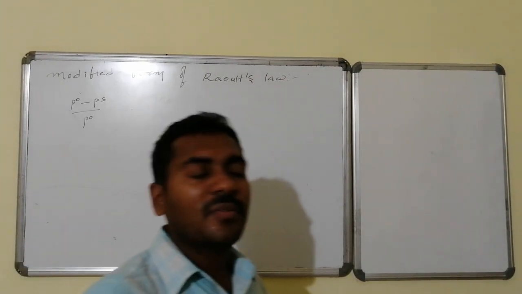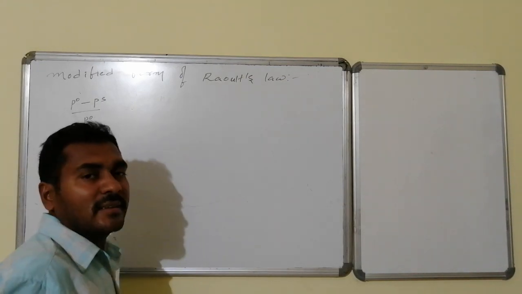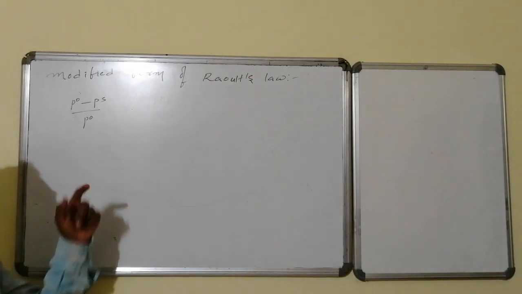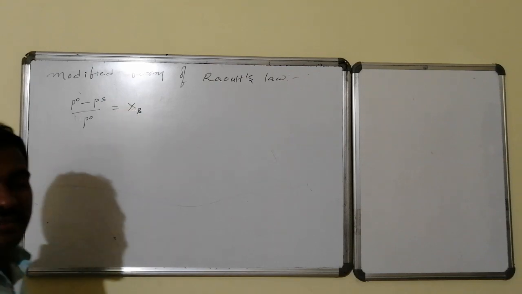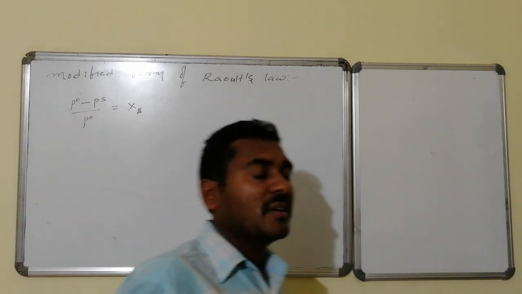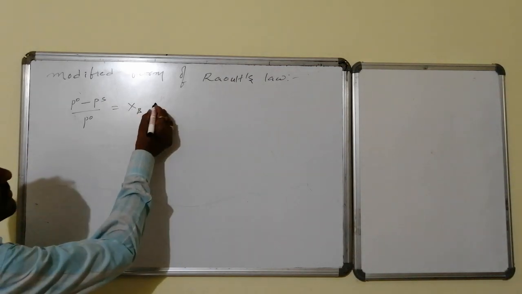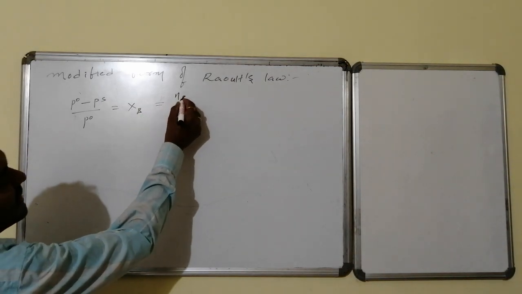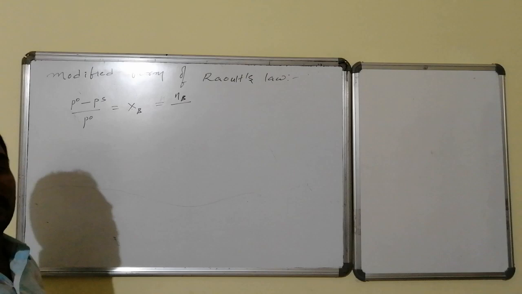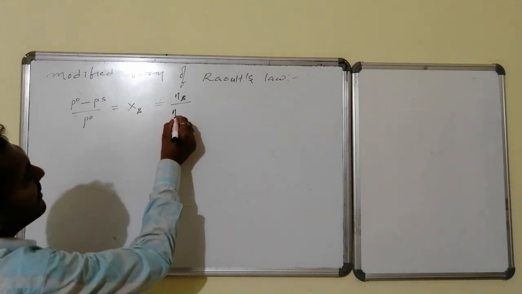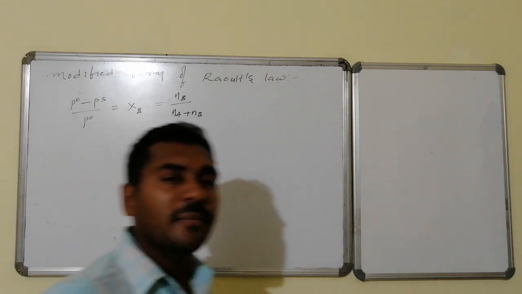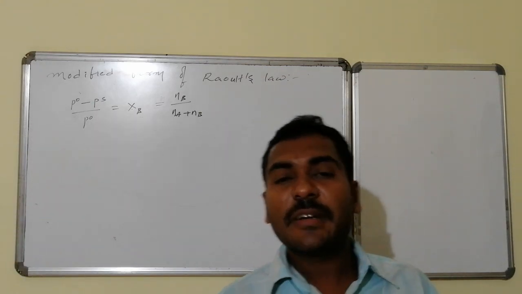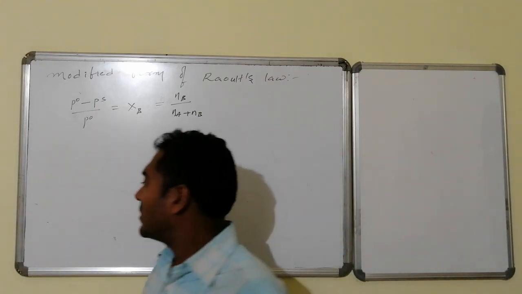Yes, modified form of Raoult's law. Generally, Raoult's law says that (P0 − Ps)/P0 = Xb. Xb is the mole fraction of solute, and in terms of number of moles of components, Xb = Nb/(Na + Nb): number of moles of solute divided by number of moles of solvent plus number of moles of solute.